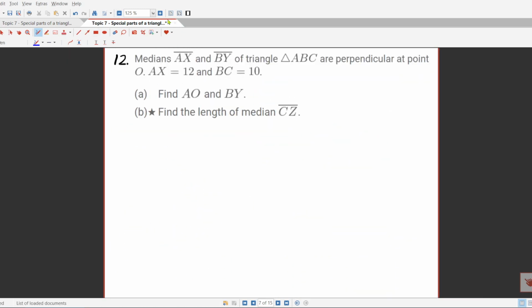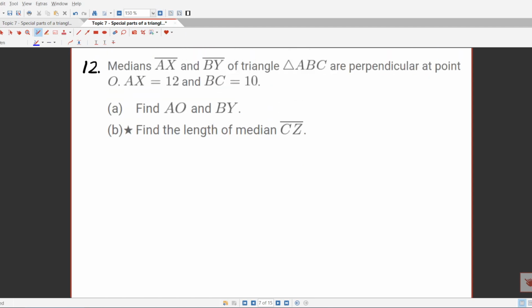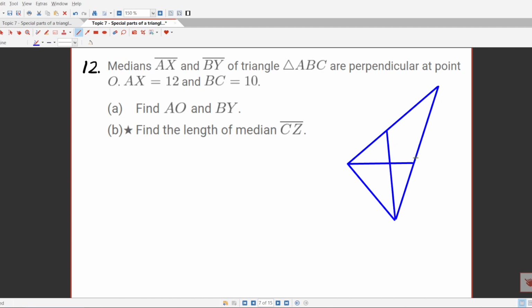Okay, next one. Medians AX and BY of triangle ABC are perpendicular at point O. AX equals 12 and BC equals 10. Okay, let's draw the diagram. We have a triangle ABC. This is X, this is Y. AX and BY are perpendicular at point O here. AX equals 12, BC equals 10.